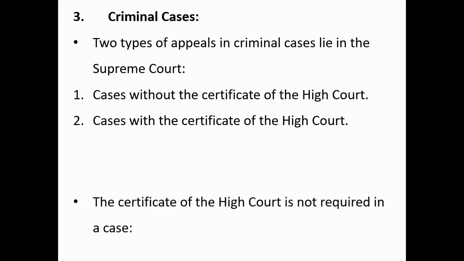First one, cases without the certificate of the High Court. Suppose the High Court is not giving the certificate. So that is the first category. And second one, cases with the certificate of the High Court. So these are the two different types of appeals in criminal cases which we can take to the Supreme Court.